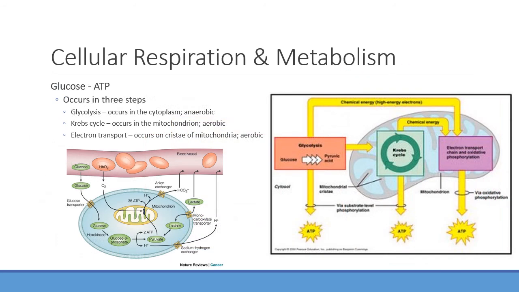Okay. We're going to talk about glucose first, because again, that's going to be one of the quickest ways that we can develop ATP, one of the more energy efficient ways we can utilize. This is going to occur in 3 steps. First off is going to be glycolysis.